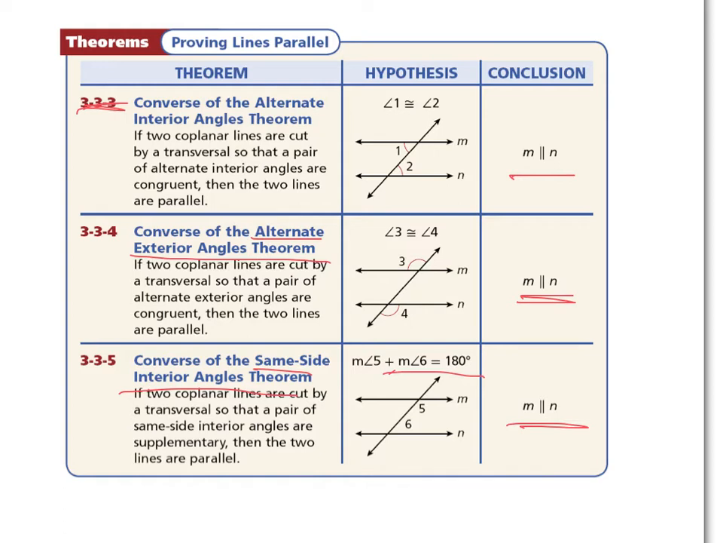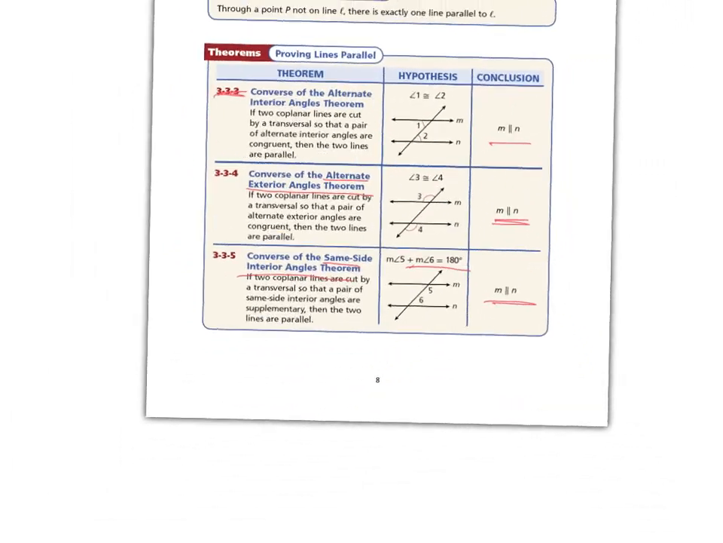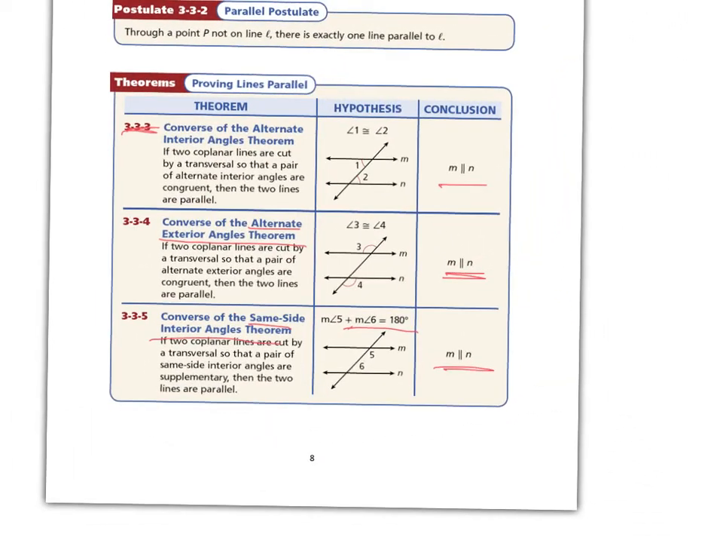Okay, so these are all the things we've been learning lately about all these different types of angles, and if those theorems hold true, then the lines will be parallel to each other. Okay, so make sure that you look at those, memorize them a little bit, and we'll do a few examples to talk about those.